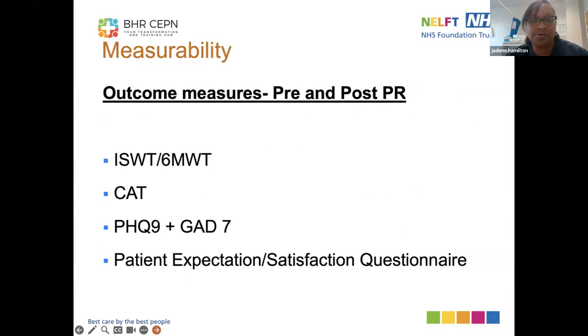Next slide. Okay, and these are the outcome measures that we use. These are done before and after pulmonary rehabilitation. So for the assessment, they use the incremental shuttle walk test, or it could be a six-minute walk test. They also fill in the COPD CAT form. There's the PHQ-9 and the GAD-7 that they also fill in. And then feedback from their patient expectation satisfaction questionnaire. That's done before and after the classes as well. So that's how they measure if the classes have been of any benefit.